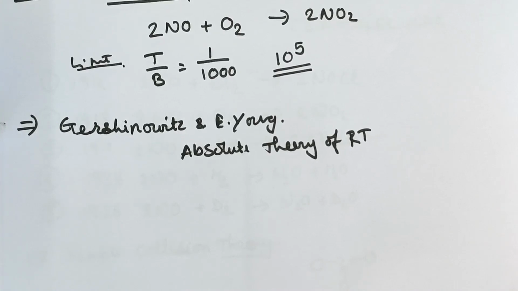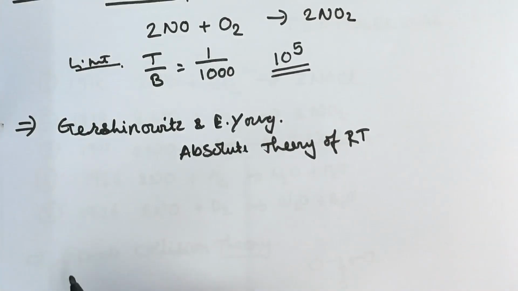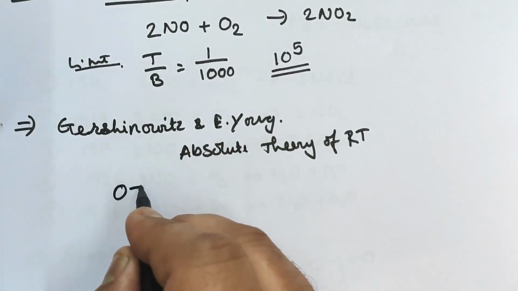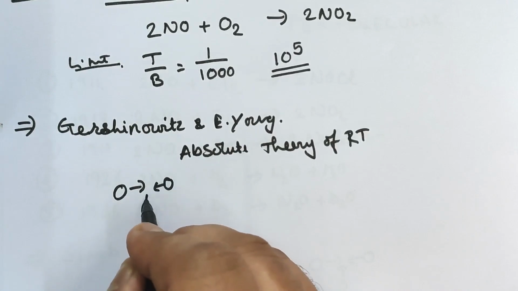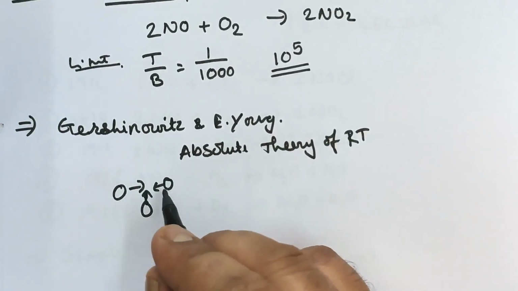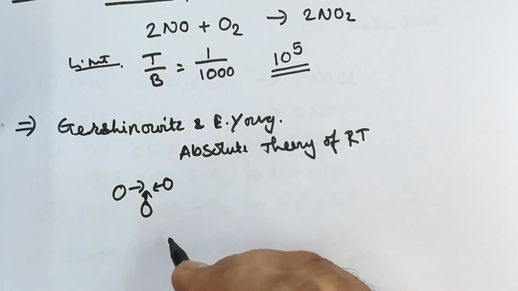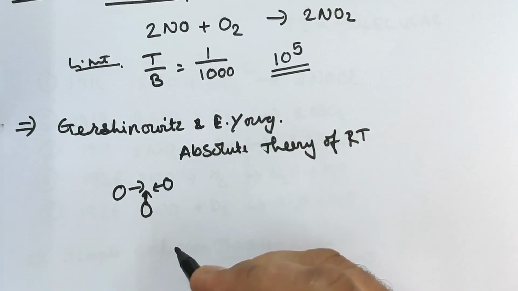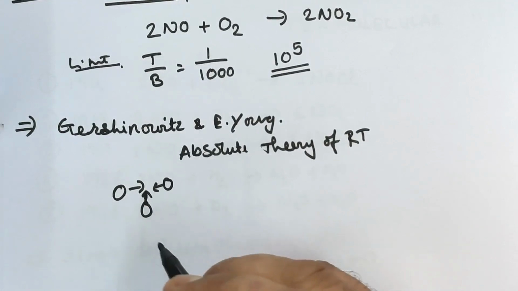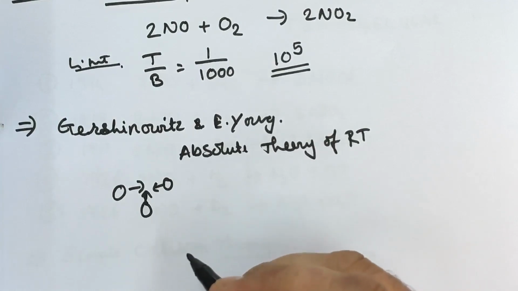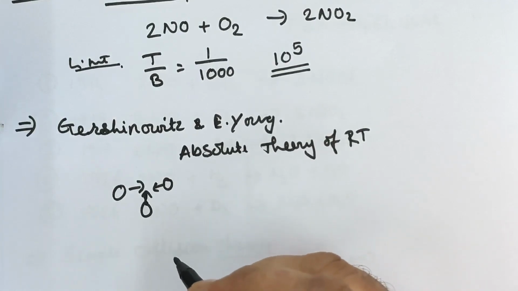So in this theory, basically the loss in entropy of the activated complex, when the three molecules come together and form a product, there will be some loss in the entropy, and that loss in the entropy is also considered, and also the structure of the activated complex, or the structure of the transition state, is considered over here.